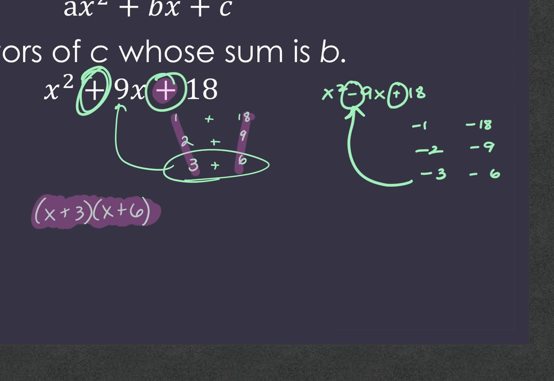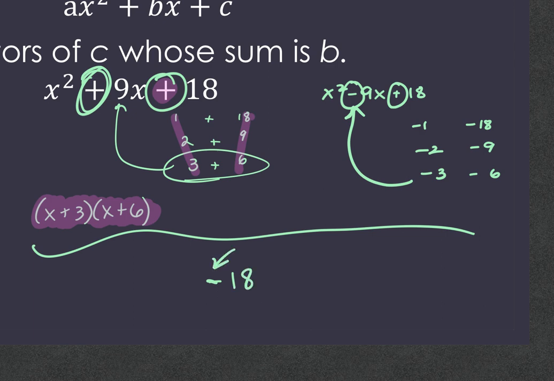If the last one's positive, we go to the middle term. If the last one's positive and the middle one's positive, they're all positive. If the last one's positive and the middle one's negative, they're all negative. If the last number is negative, now it's a combination of positive and negative. One has to be a plus and one has to be a minus. And we go to the middle term. If the middle term is positive, the bigger number is positive. If the middle term is negative, then the bigger term is negative. So it takes on the sign from the middle term. We're going to practice this, but that's the idea behind it.